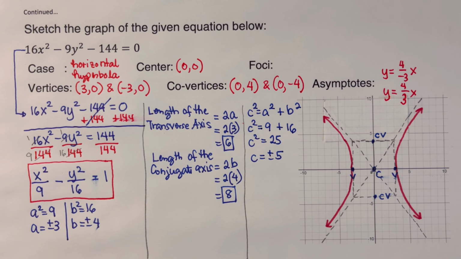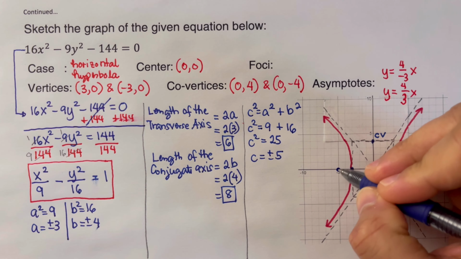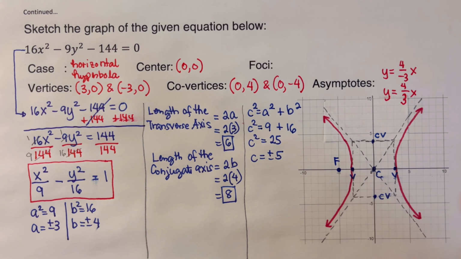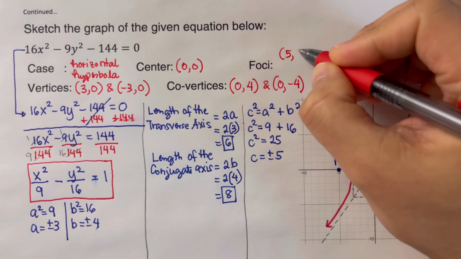This tells us that our foci are located 5 spaces to the left and 5 spaces to the right. So this is our first focus that is 5 spaces from the center, and then 5 spaces to the right. This is the other focus. So these are the coordinates of the two foci.